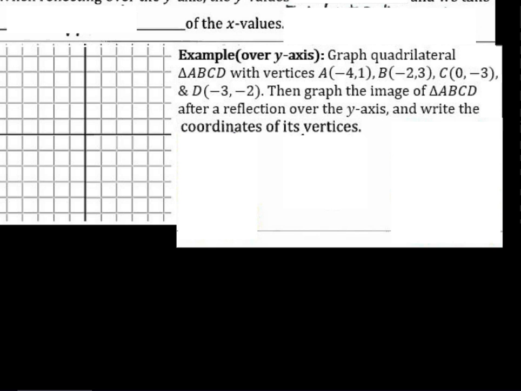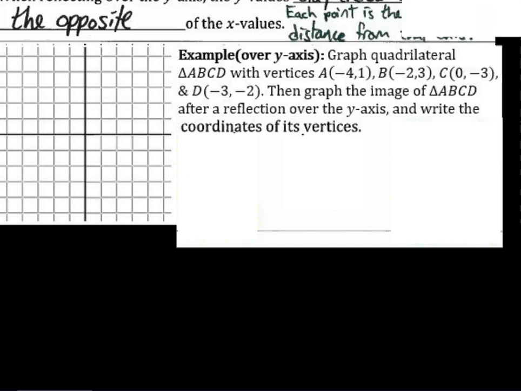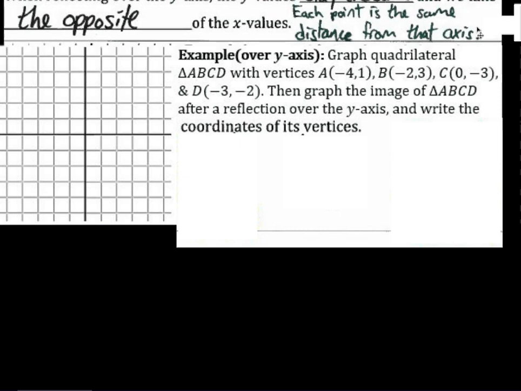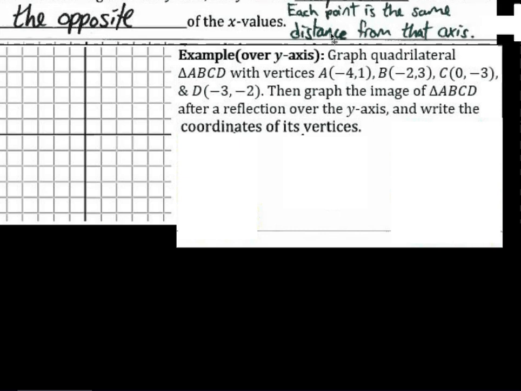Alrighty, so now underneath, the second example says when reflecting over the y-axis, the y values stay the same, and we take the opposite of the x values. And again, that key point we were saying on the previous one as well, each point is the same distance from that axis. And so I'm going to graph these points first, like so. Just follow along as I do them.